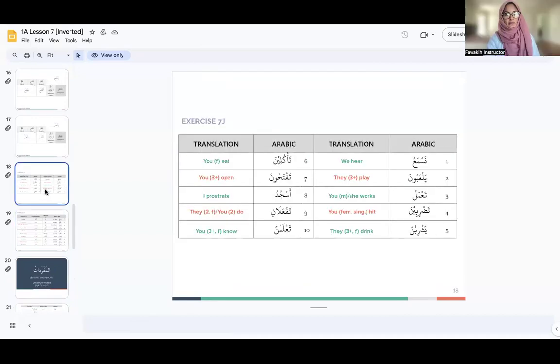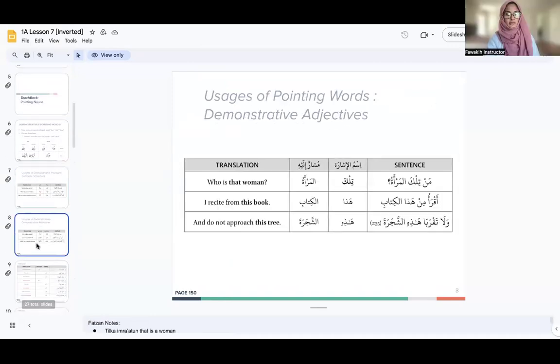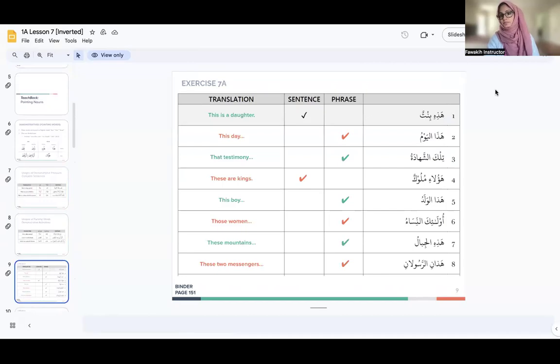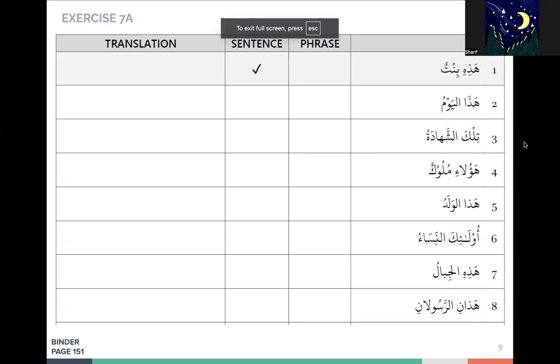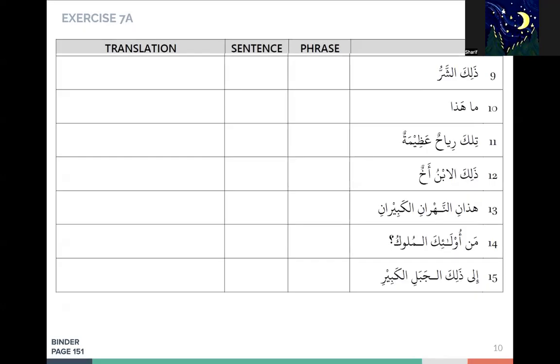7A is up here. Oh, here we go. Now I'm looking at number 10, which is ma hadha. It looks very simple. In this case there's only one pointing noun, which is hadha. Is this a rule, that if there is a question, it's always going to be a phrase? Like, this is not a phrase. This is a full sentence.